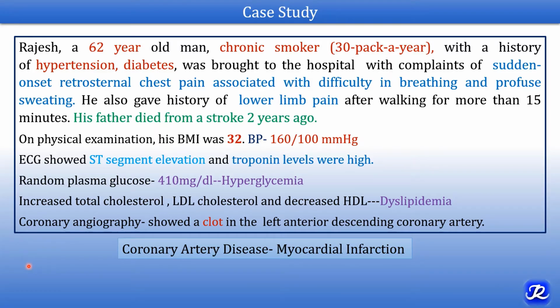And the important pathological condition underlying this disease is atherosclerosis. Moreover, the patient also gave history of lower limb pain after walking for more than 15 minutes, which means that he might have peripheral vascular disease as well along with the coronary artery disease.